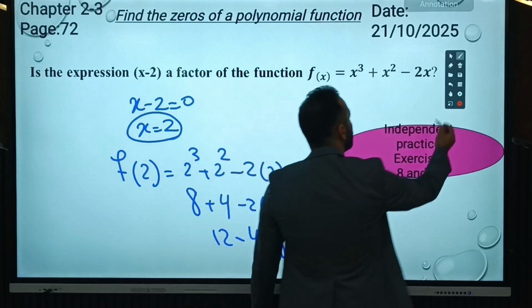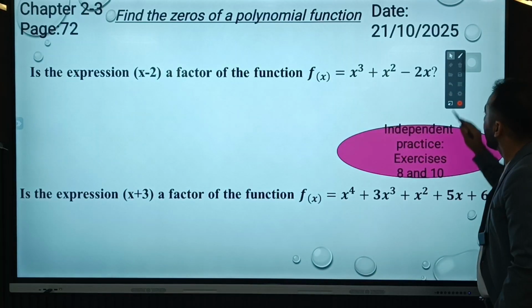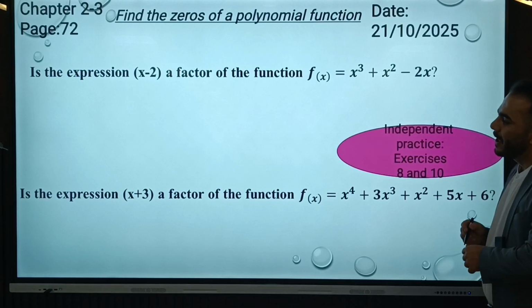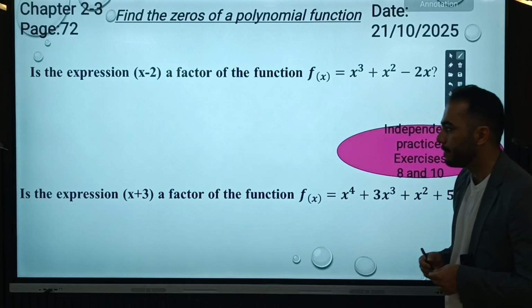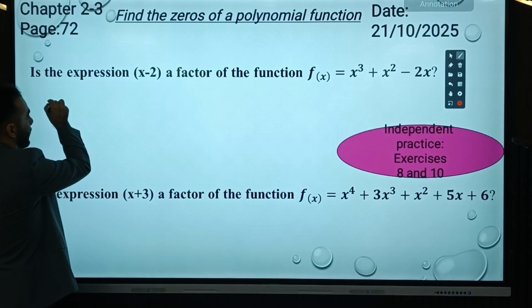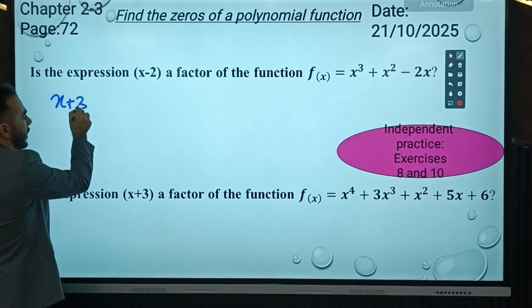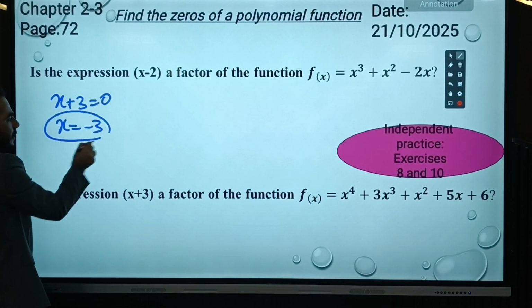Next question, it says, is the expression x plus 3 a factor of this function or not? Let's see. So, first step is equalize x plus 3. Okay, x plus 3 equals to 0. Then find out the value of x, so it's equal to negative 3. All right. So, substitute this negative 3 into our function.